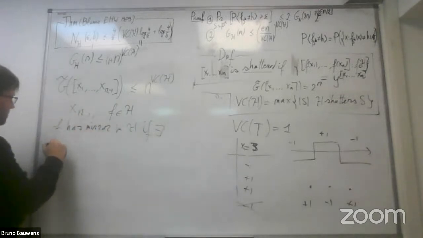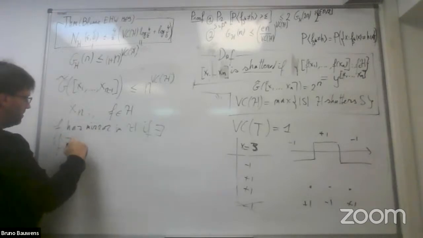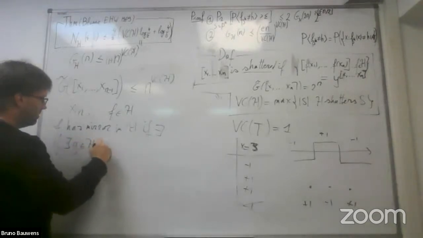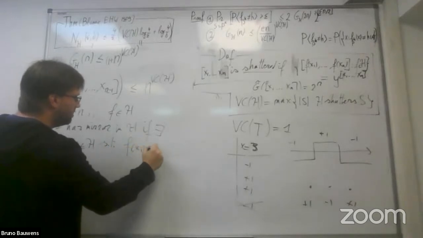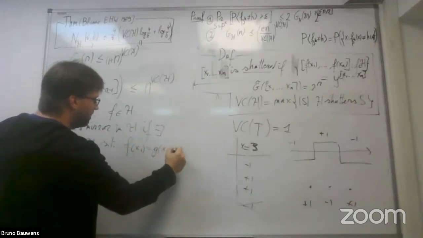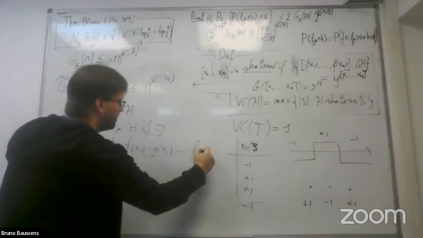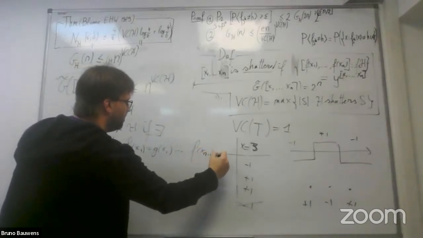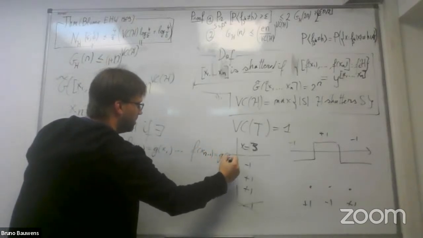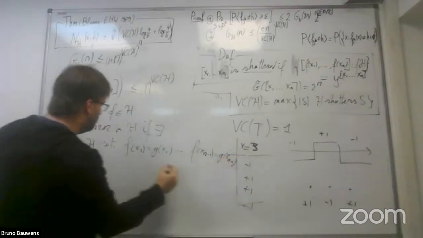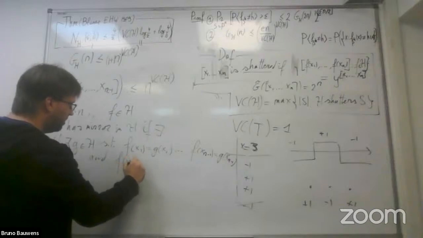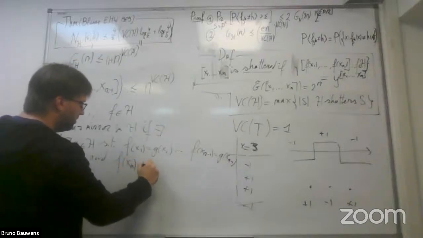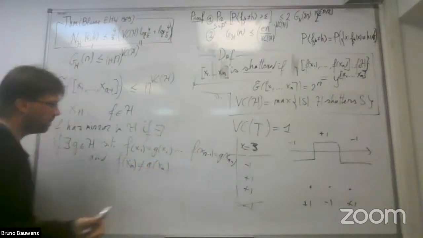And so there exist g in h such that f(x1) equals g(x1) till f(xn-1) equals g(xn-1), and f(xn) is not equal to g(xn).